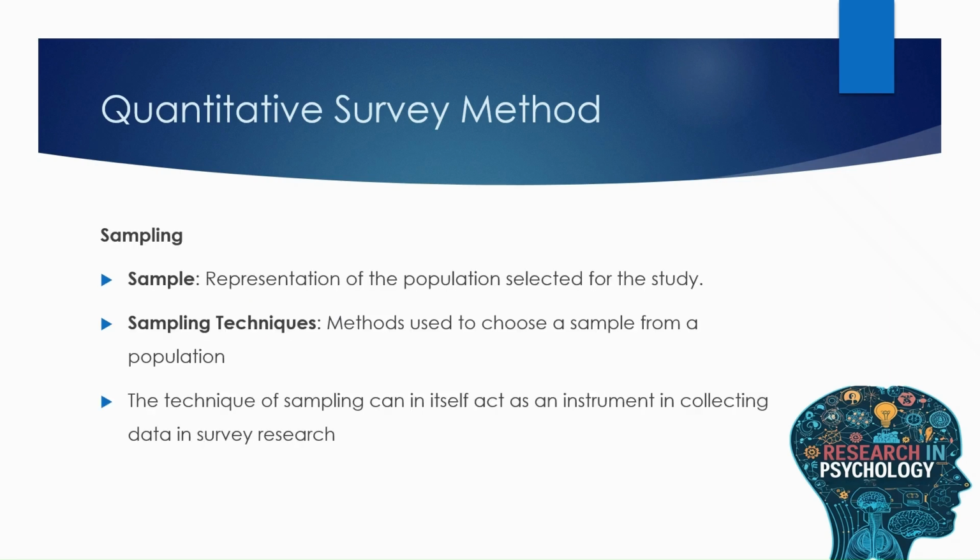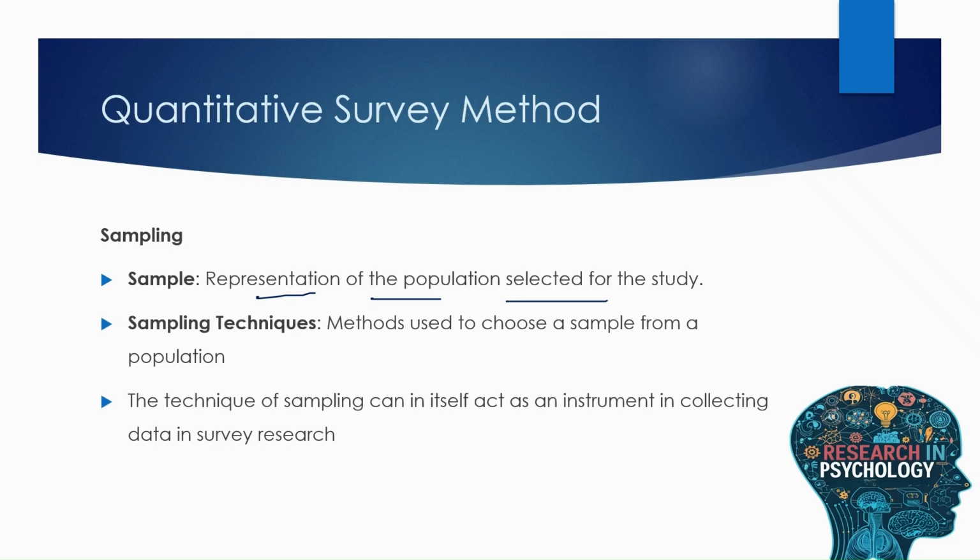Sample is a representation of the population selected for the study. As we told, if the number of individuals in a population is large enough, which makes it difficult for the researcher to go and get responses from every single individual, so we select a smaller subset from that population which we believe will represent the whole population truly, right? So this would be a true representation of the population which the researcher can select for the study.